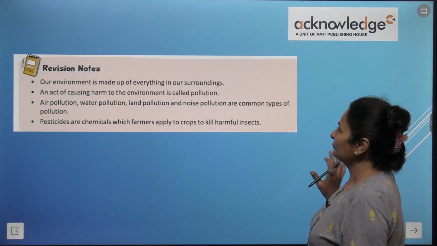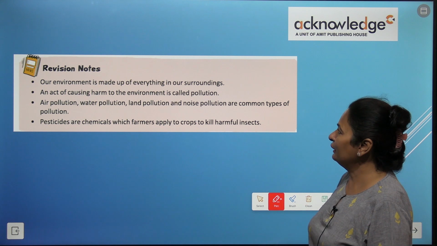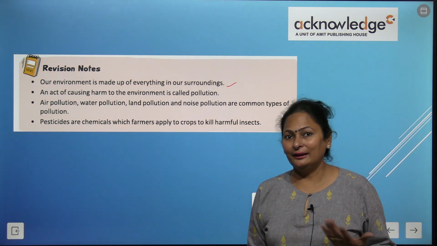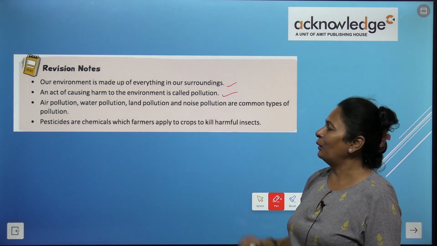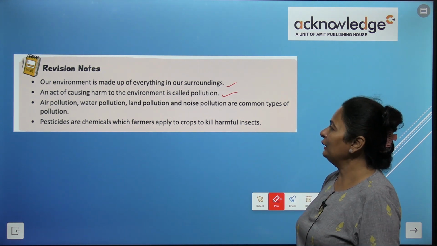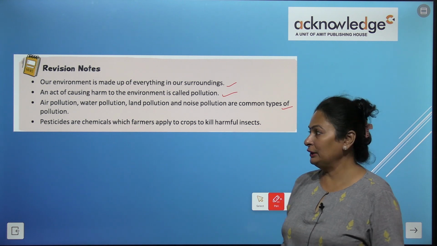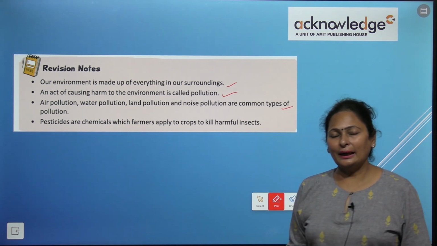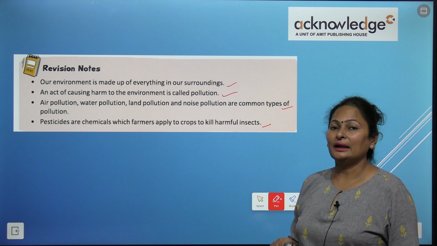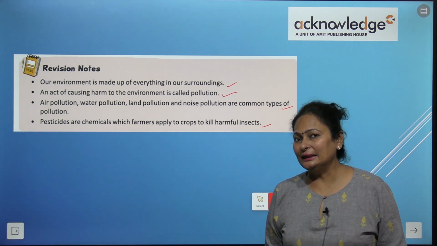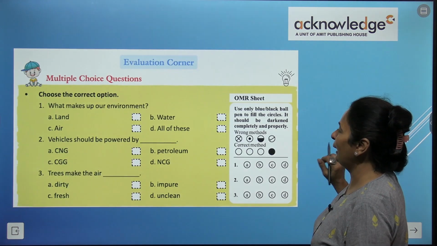Very good. So it's time for revision. Our environment is made up of everything that surrounds us, the living or non-living things. The act of causing harm to the environment is called pollution. Air pollution, water pollution, land pollution and noise pollution are common types of pollution. Pesticides and chemicals which farmers apply to crops to kill harmful insects, actually lead to land pollution. Excessive usage of pesticides and chemicals.